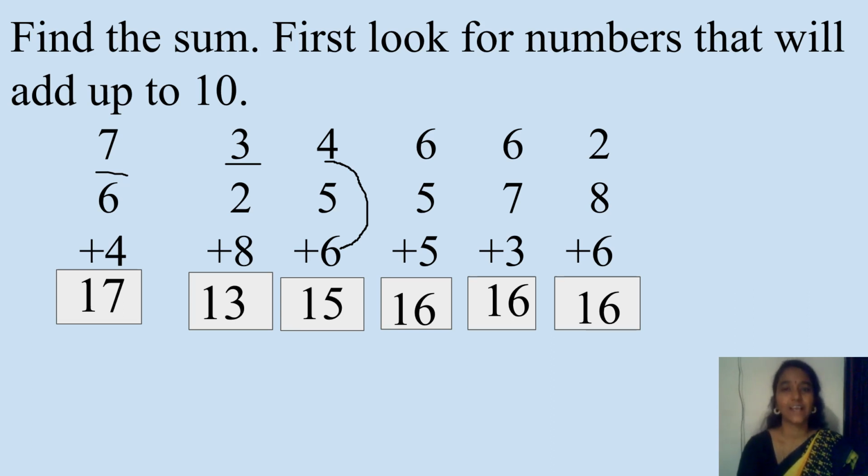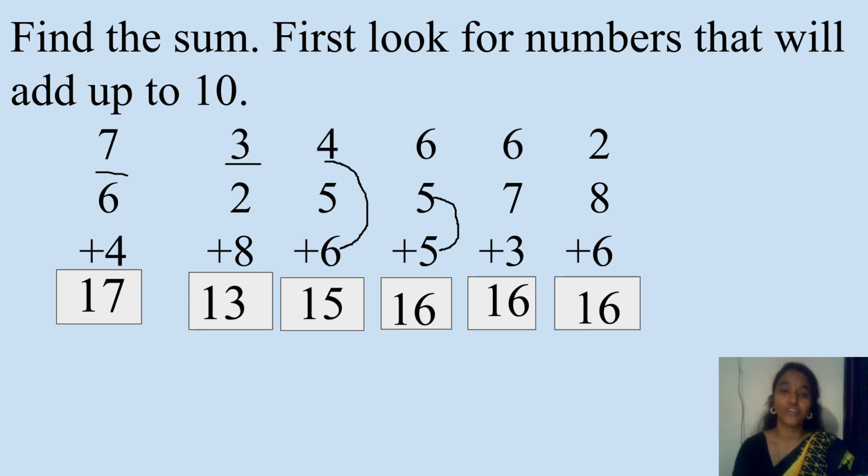Yes. Now the friend of 6 is 4. Is 4 there? No, no. Go for next one. 5. The friend of 5 is 5, of course. See, both 5s are there. 5 plus 5 is 10. 10 plus 6 is 16.